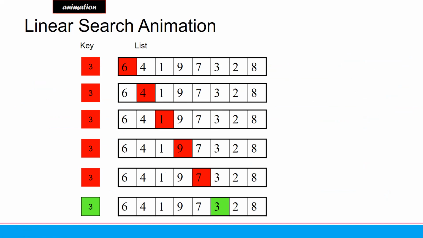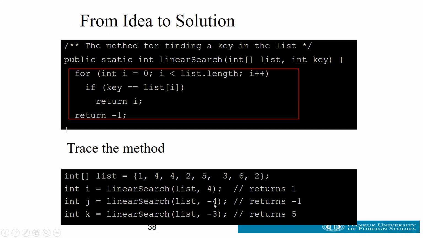Then I found the element 3, and it will return the index, which is 0, 1, 2, 3, 4, 5. So the index will be 5. Okay. So this one is applicable.